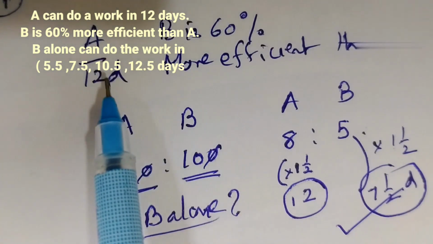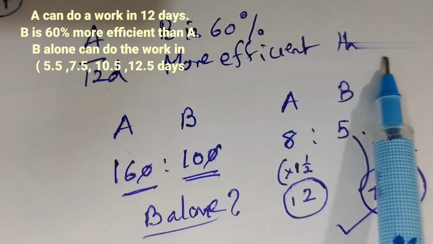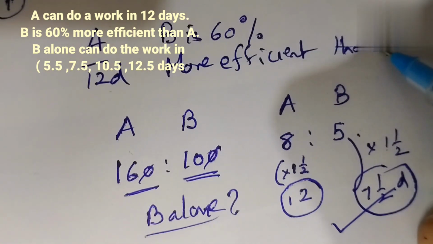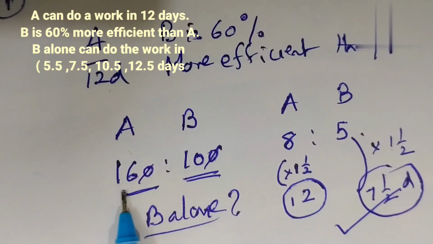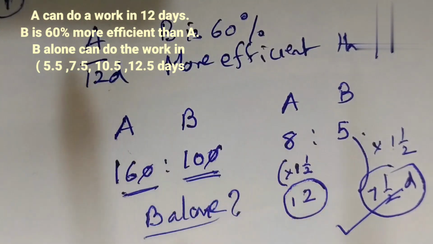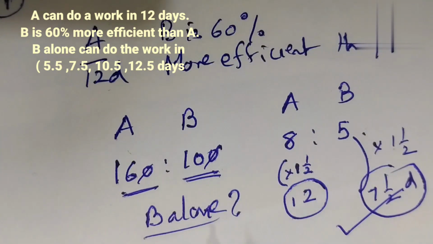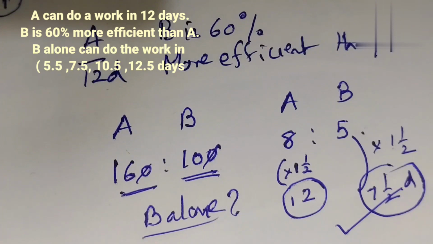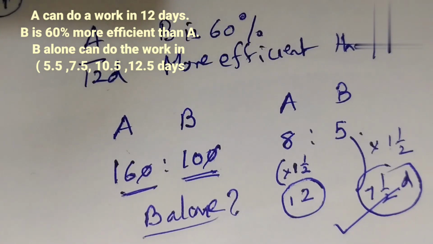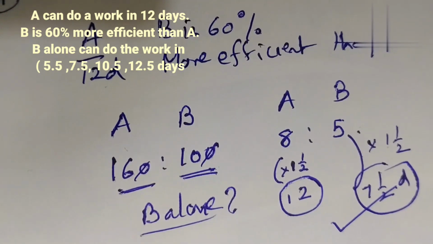See the question again. A can do a work separately in 12 days. B is 60% more efficient than A. So here, if B takes 160, A takes 100. In the sense, we can cancel 2 zeros. The ratio will be 8 is to 5. B alone will do the work in how many days? A separately can do the work in 12 days, as given. So the ratio is 8 is to 5. 8 into 1 and half is 12. Because A can do separately the work in 12 days, B is 5 into 1 and half. If I do, you will get that is 7 and half days, dear students.